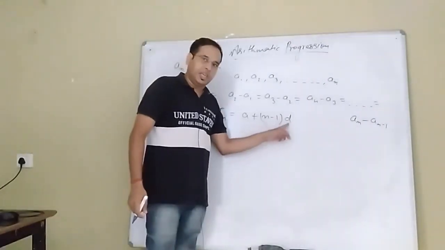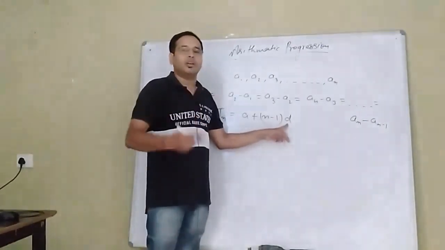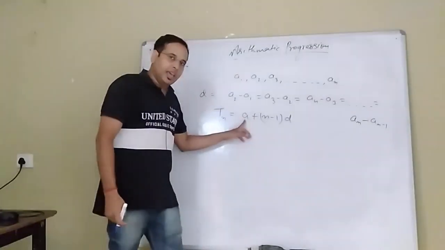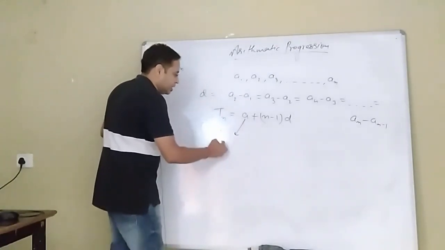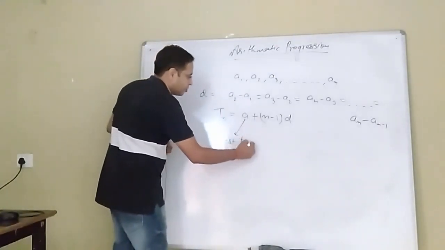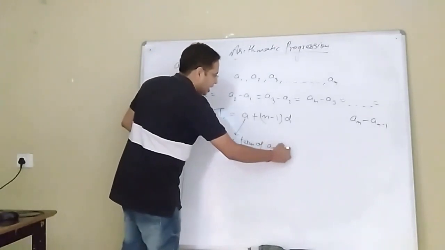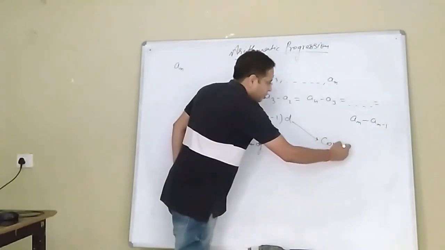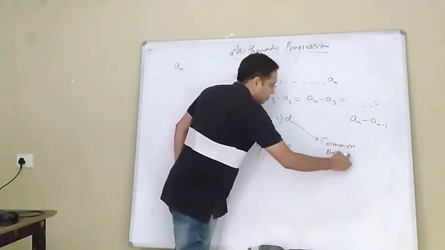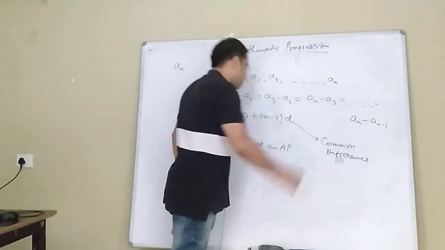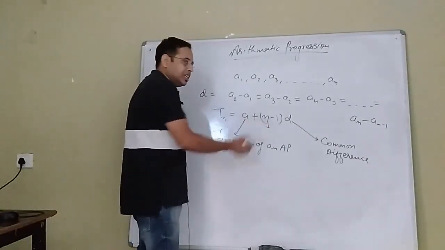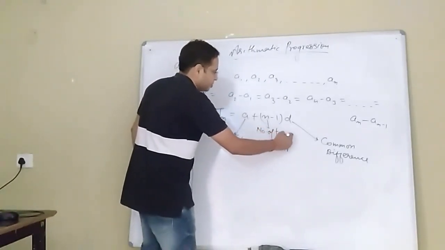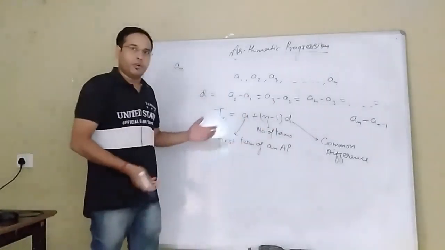Now we are familiar with d. D क्या है? ये मैंने भी बताया. D is called the common difference or the difference between any two consecutive terms of an AP. What is a? A is the first term of an AP. A is the first term of an arithmetic progression. D is the common difference. ठीक है? And n is what? N is the number of terms. N क्या है? Number of terms. ठीक है? I hope this formula is clear to you.